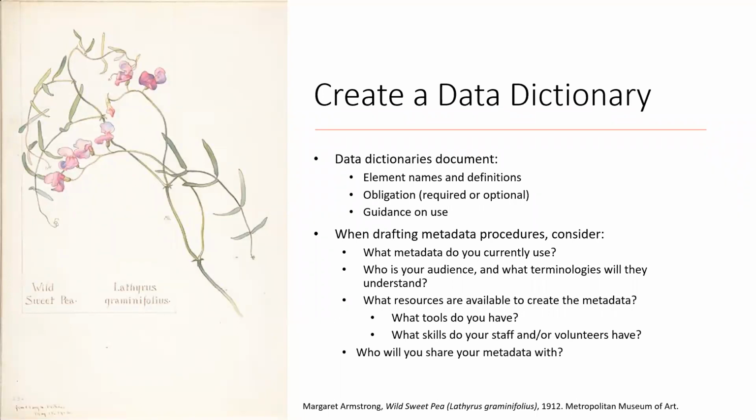When drafting a data dictionary and metadata procedures for your institution, consider what metadata you currently use, who your audience is and what terminologies they'll understand, and what resources you have to create the metadata, such as what tools you may have and what skills your staff or volunteers have, or whoever will be in charge of adding the metadata. And then consider who you will share your metadata with. If you plan to submit to a content aggregator, what are their requirements?